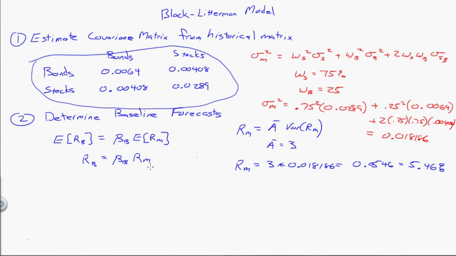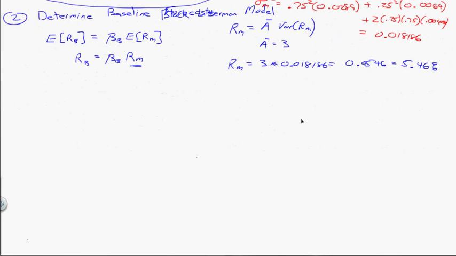Alright, so now I have this number. How do I come up with the rest of this? Well, I got to do a little bit of math to do this. Sorry about that. So let me pull this up just a little bit. The return on bonds is equal to the beta. Well, before I do this, what's beta equal to?